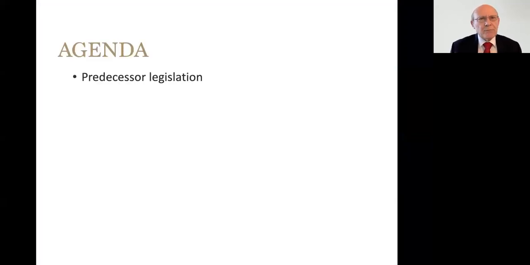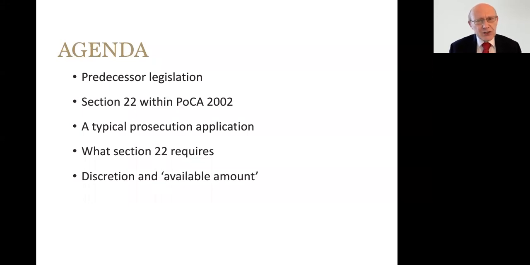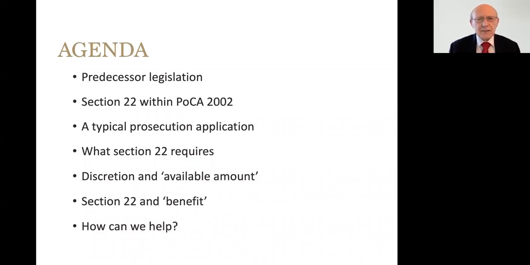The agenda. We're going to have a look at what Section 22 means, and in order to do that, we have to look first at the predecessor legislation, and then where Section 22 sits within the Proceeds of Crime Act 2002. Then we're going to look at a typical prosecution application, what Section 22 requires, and then talk about discretion and available amount, and Section 22 applications and benefit. And finally, some case law, and then how can we at Bartfields help you?